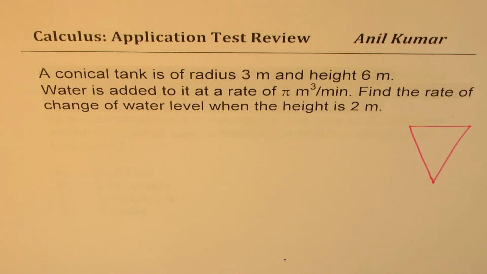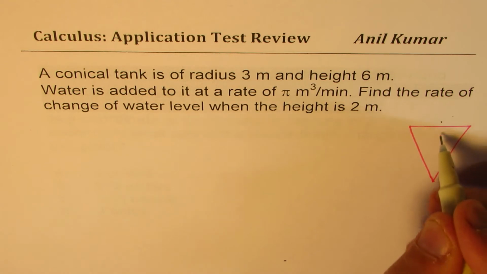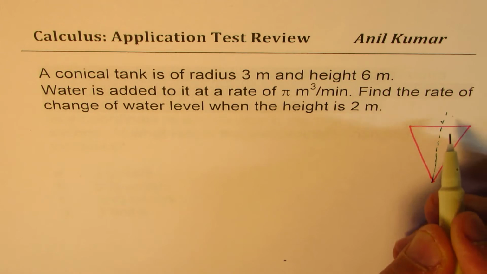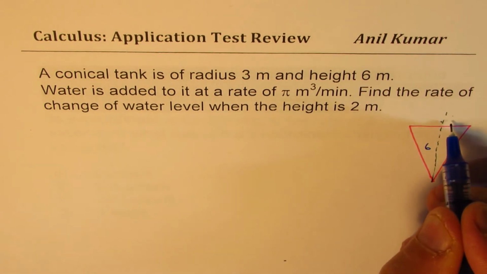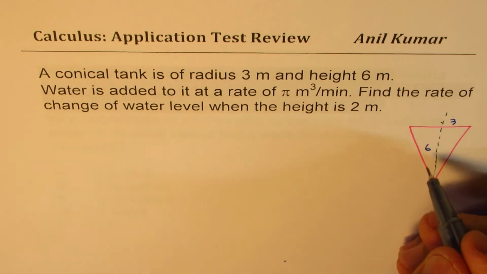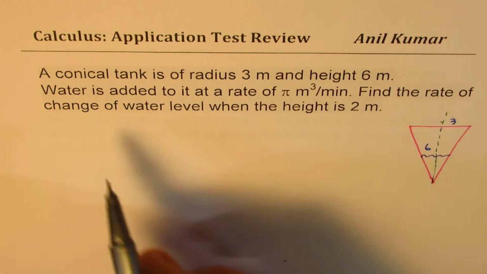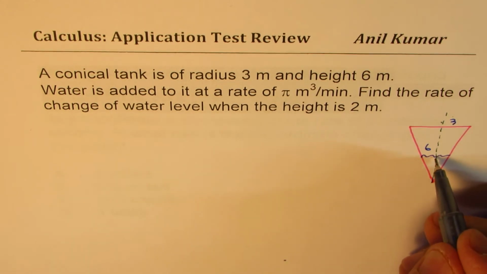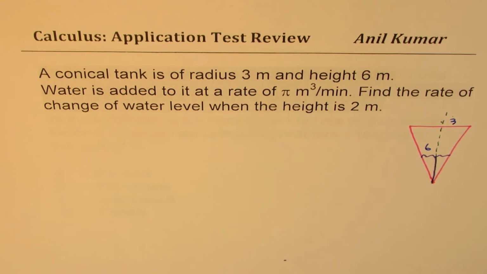We are actually given here the ratio of radius to the height. So let me just draw a vertical line here. What we are given here is that the height is 6 and the radius is 3. Now if we say that the water level is rising, we need to find the rate of change of water level when height is 2. So let's call this the height h for us.